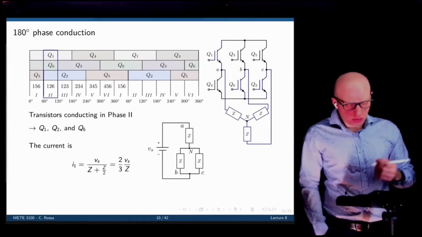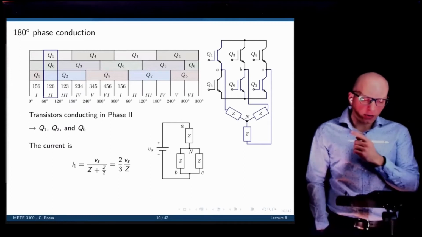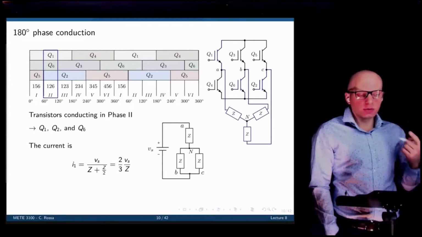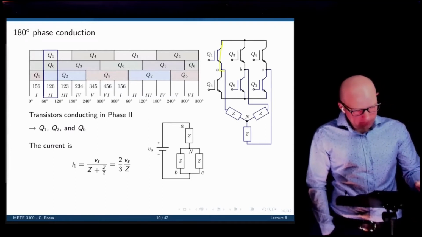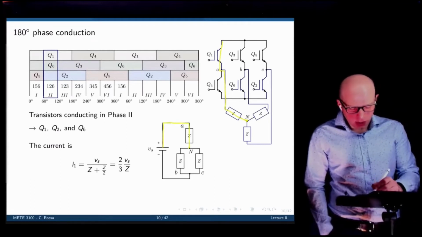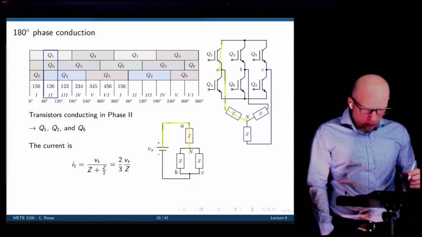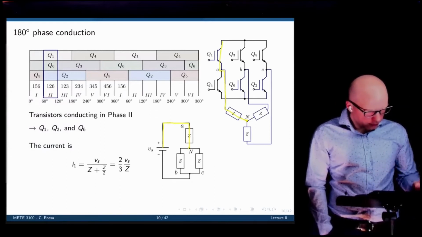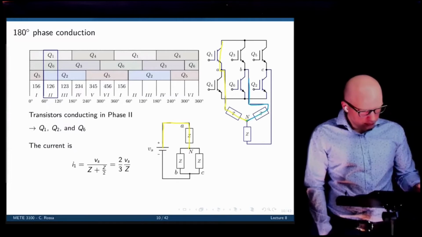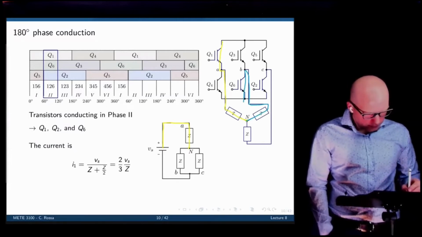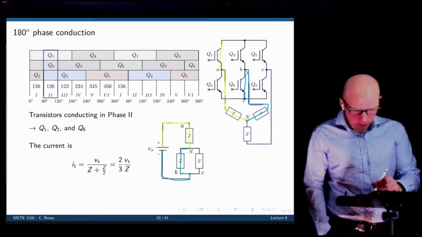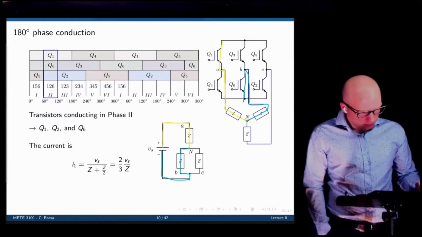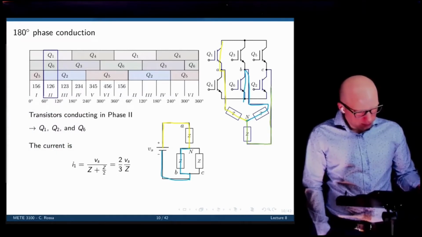In phase number 2, we still have Q1 and Q6, but now Q5 is off and Q2 is conducting. So things have changed a little bit. We have Q1 to the neutral. We have Q6 right there, so that's B. And we have Q2, like that.